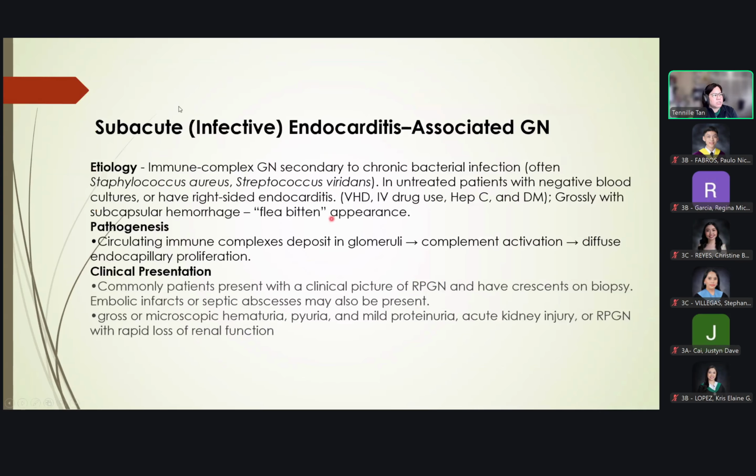So next we have your subacute or infective endocarditis associated GN. So it's usually an immune complex GN secondary to chronic bacterial infection, often with Staphylococcus aureus or Streptococcus viridans. It's usually in patients who've been untreated, or who have negative blood cultures, or have right-sided endocarditis.